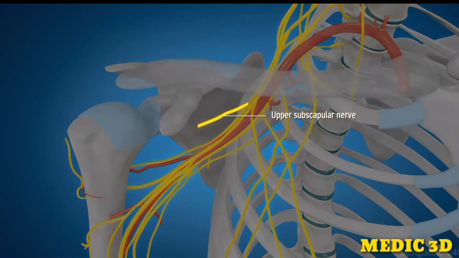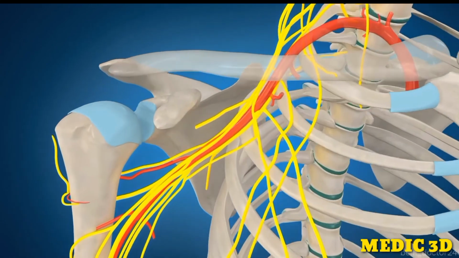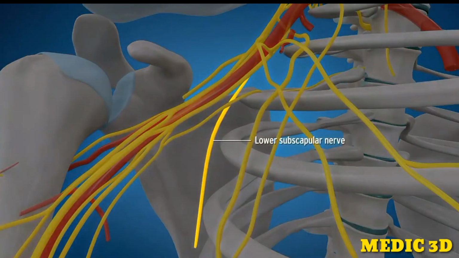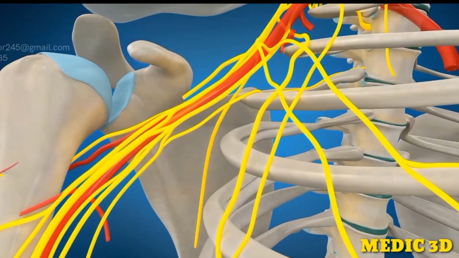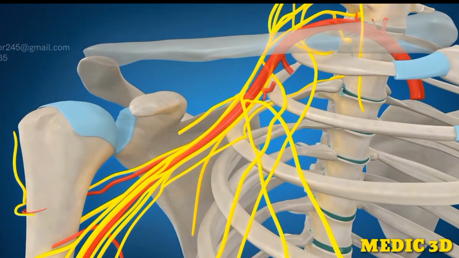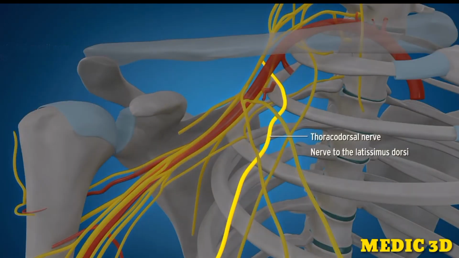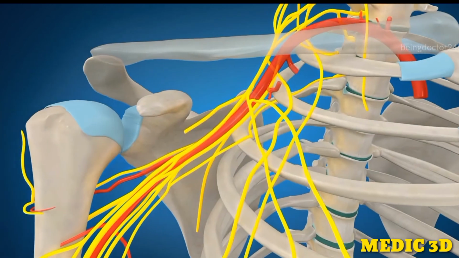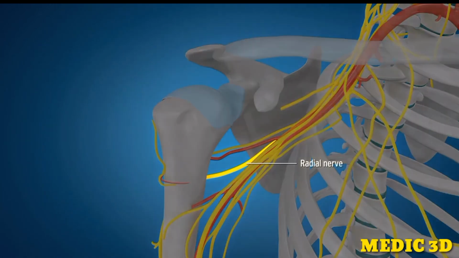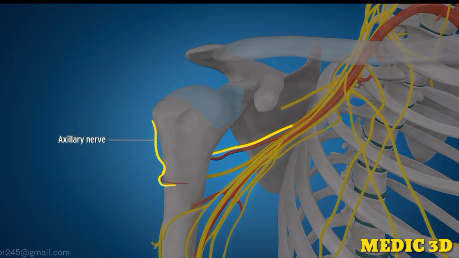The upper subscapular nerve with a root value of C5, C6, the lower subscapular nerve with a root value of C5, C6, the thoracodorsal nerve or the nerve to the latissimus dorsi with a root value of C6, C7, C8. The radial nerve with a root value of C5 to T1, the axillary nerve with a root value of C5, C6.